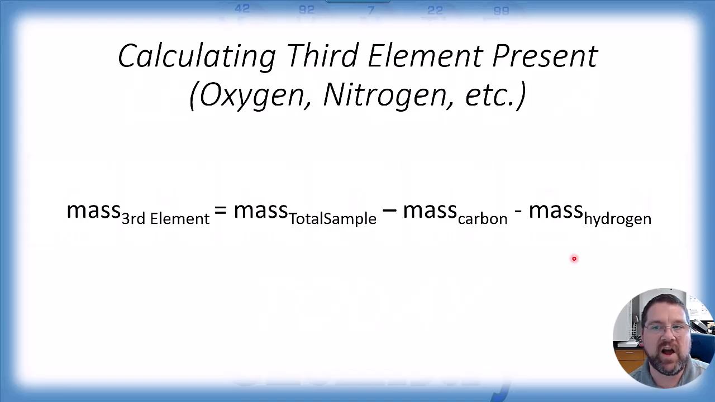If there's a third element, like oxygen, nitrogen, or something else, then we have to do a little bit of subtraction. There's no substance in most combustion analysis instruments that will absorb those additional elements. Plus, oxygen is frequently used as the carrier gas, so you're introducing oxygen to the mix. So that wouldn't be very easy to do in the same manner. To find the mass of that third element, you subtract the masses that you know for the carbon and the hydrogen from the total sample mass, and that will give you the mass of your third element.